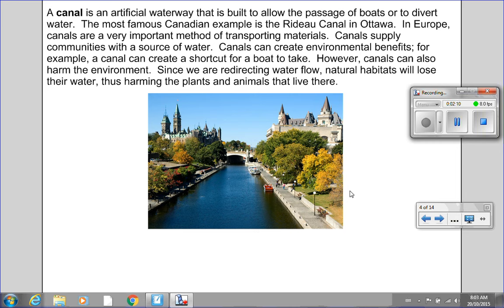However, canals can also harm the environment. Since we are redirecting water flow, natural habitats will lose their water, thus harming the plants and animals that live there.